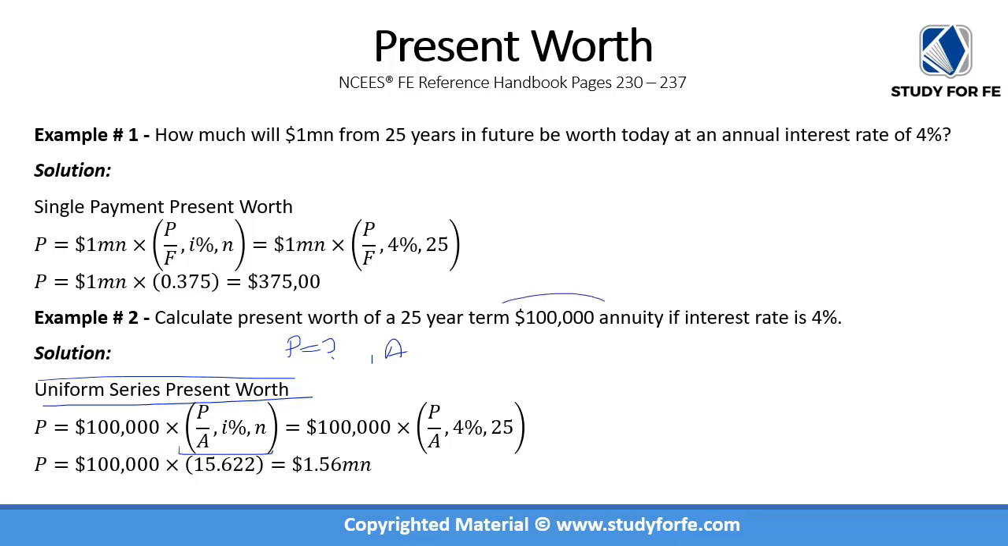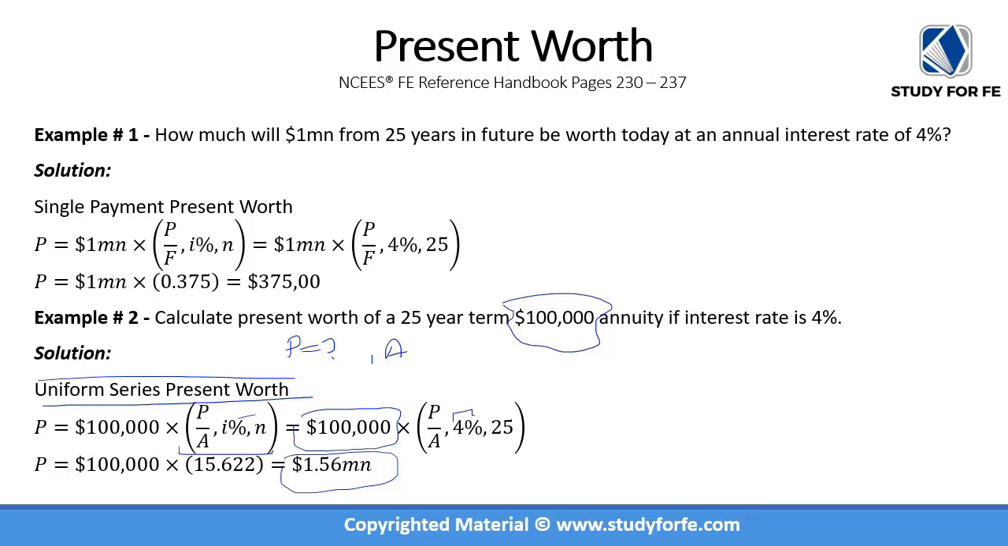You will multiply the annuity by the factor. This is an important step: you don't simply calculate this factor, you multiply the annuity by the factor in order to calculate the present worth. So $100,000 paid to you every year for 25 years, during which the annual interest rate is 4%, is the same as paying you $1.56 million upfront today. This is the time value of money.